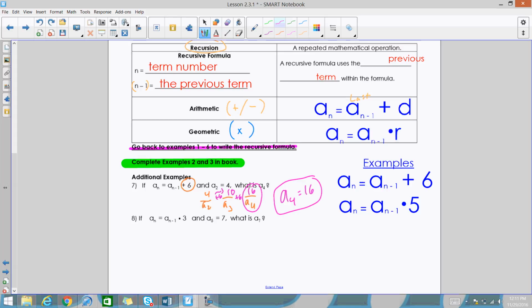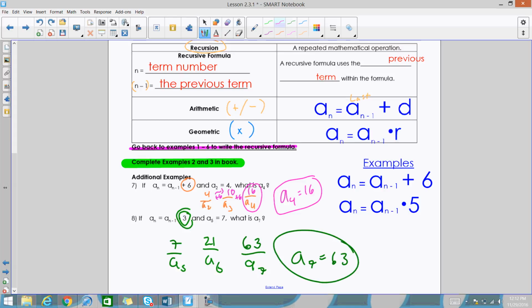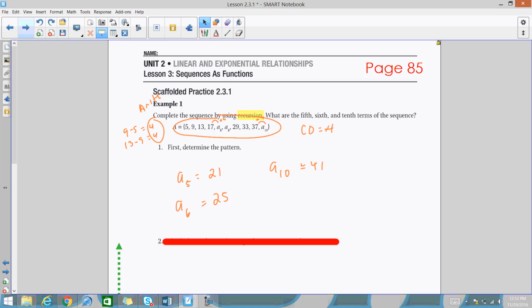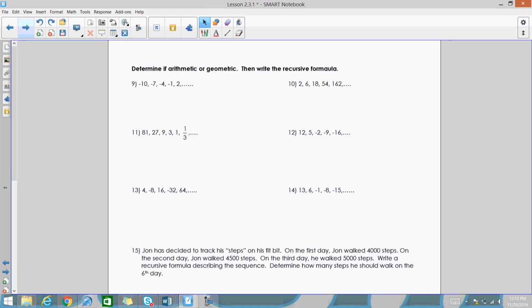Number 8, if you look, it says a sub n equals a sub n minus 1 times 3. So I multiply by 3 to get to the next number. If a sub 5 is 7, a sub 6 would be 7 times 3, which is 21, and then a sub 7, which is what I want, is 21 times 3, which is 63. So a sub 7 equals 63. All right, see that? That's how you can use that material.